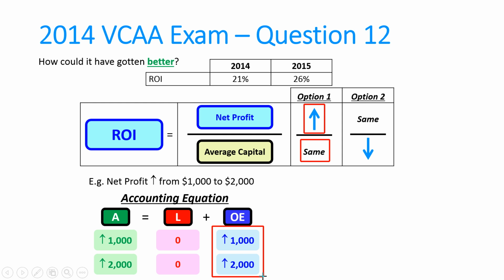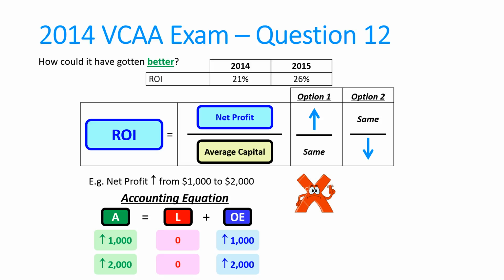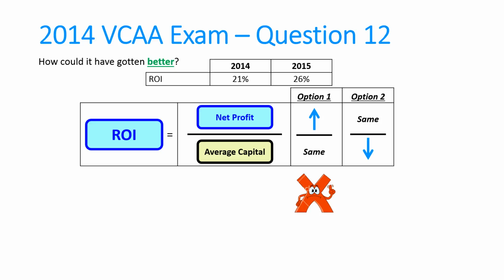ROI couldn't have got better because I made a net profit or bigger net profit. Net profit must have been the same. So it must be option two. So what do we mean by option two? Well, clearly net profit must have stayed the same and capital must have gone down. How could we make that happen? Well, we keep net profit the same and we lower capital with either drawings or a net loss. That's the only two ways you can get capital lower, drawings or a net loss. Now we can't have a net loss because we've got to have had a profit.